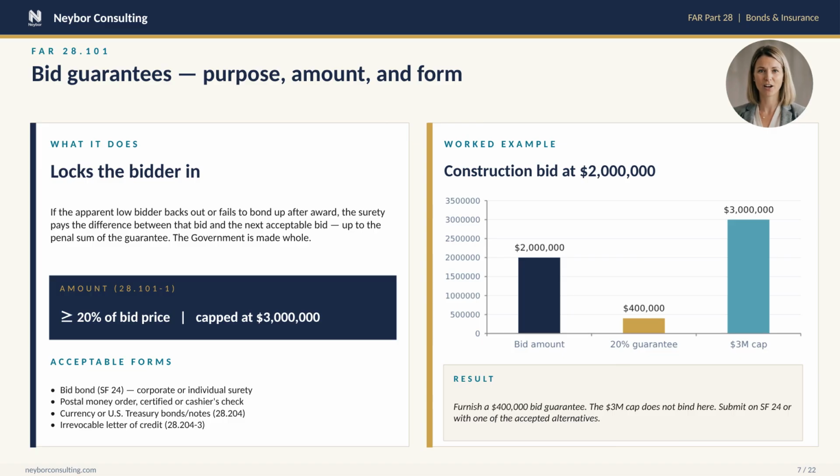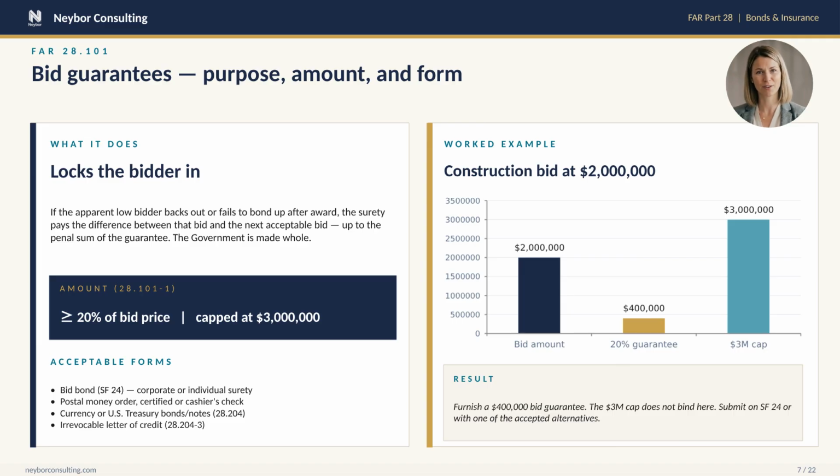The form. Most contractors use a bid bond on Standard Form 24, but you have options: postal money orders, certified or cashier's checks, currency, U.S. treasury bonds or notes, or an irrevocable letter of credit. All of those are acceptable substitutes under FAR 28.204.